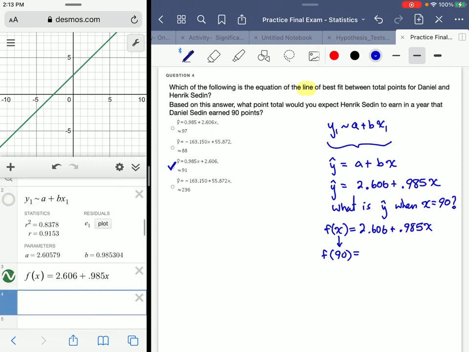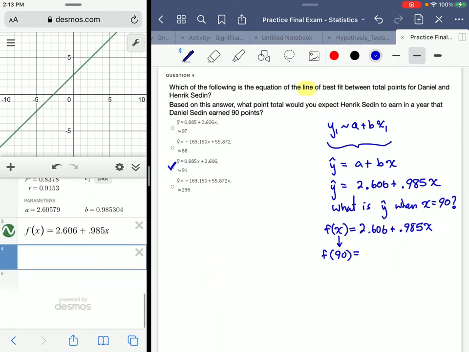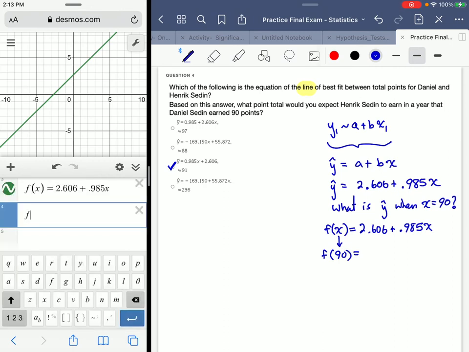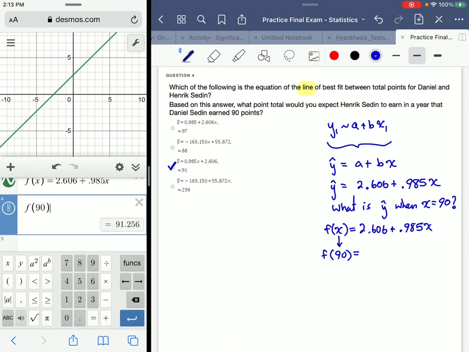Yeah, but if I turn off my two graphs and turn them on one at a time, they should map to the same location. All right, maybe a little off due to rounding, but it should be smack in the same location. All right, so f of 90 is going to be about, if I'm rounding it, about 91. And there you go. And that's consistent with the choice we selected.